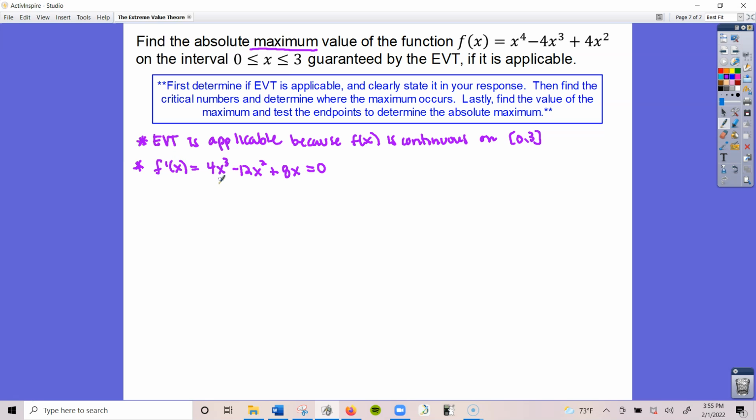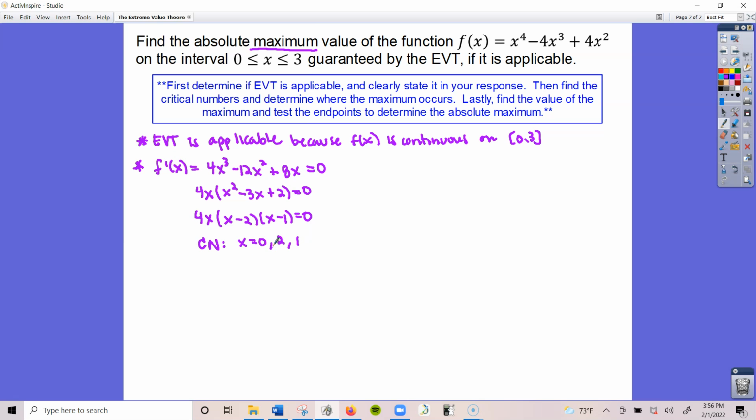If I factor, every single term here has a 4x in common, which will leave me with x^2 - 3x + 2. If I continue factoring that, I get 4x(x - 2)(x - 1). So my critical numbers are going to be x = 0, 2, and 1. I have these three critical numbers.